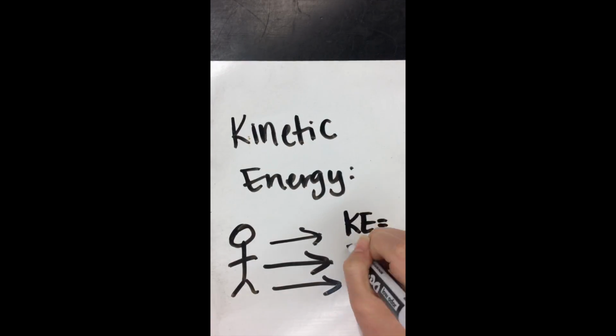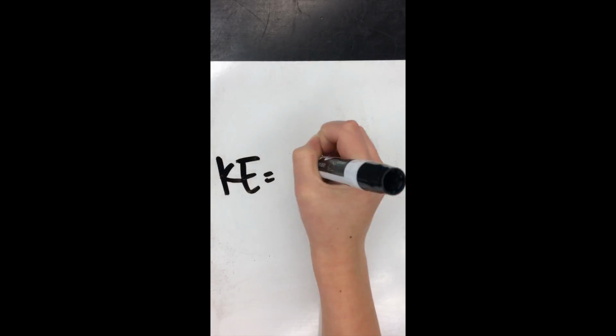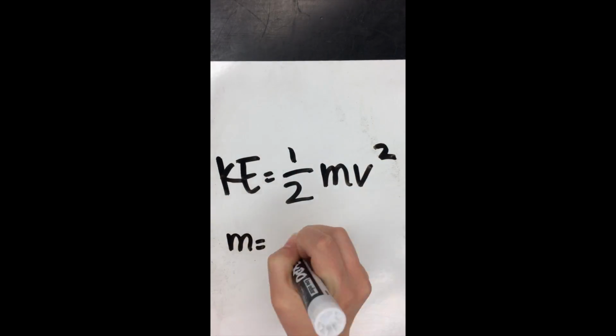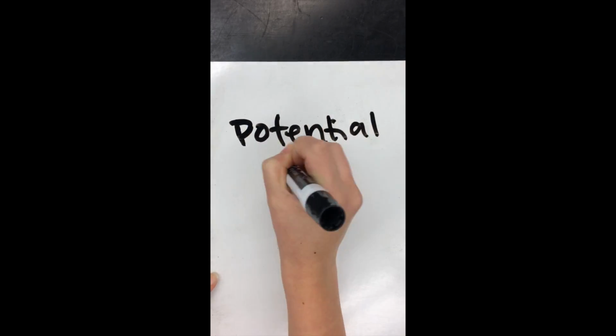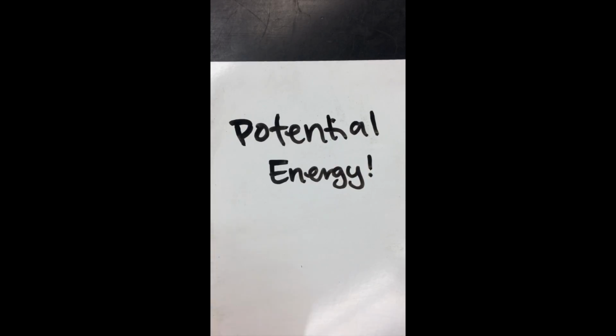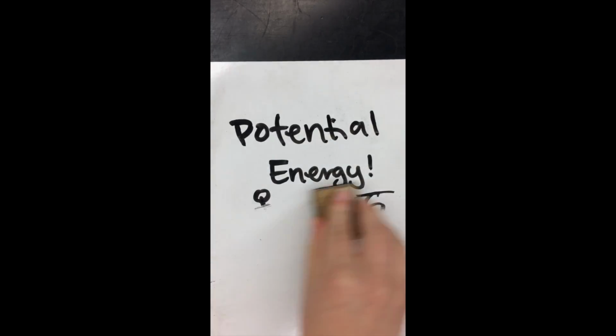The equation for this type of energy is kinetic energy is equal to 1/2 mv squared, where m equals mass and v equals velocity. Potential energy is energy that is obtained by an object due to position or being squashed or stretched. Potential energy that is obtained due to position is called gravitational potential energy.